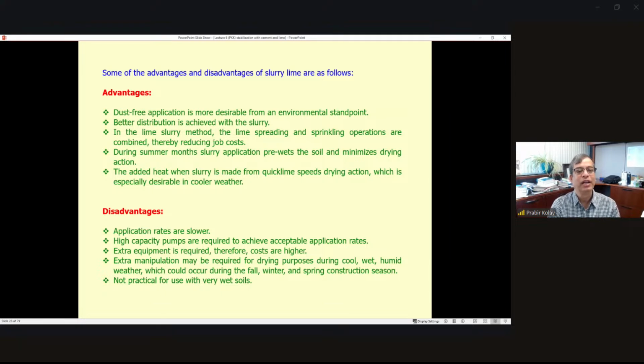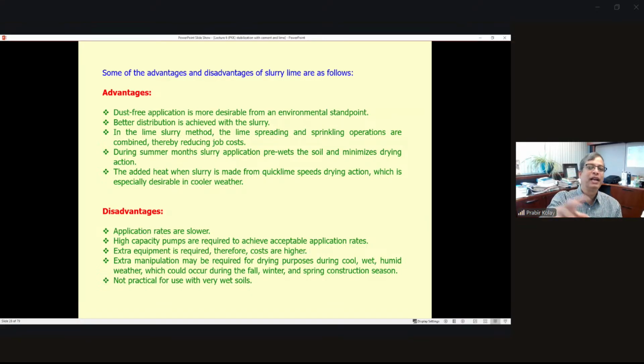The slurry lime, that is the hydrated lime. Again, the dust-free application is more desirable from an environmental standpoint. Better distribution can be achieved in slurry. Sometimes if you use dry lime, the mixing process is not good, then it will be a problem. In the lime slurry method, the lime spreading and sprinkling operations are combined, thereby reducing the job.